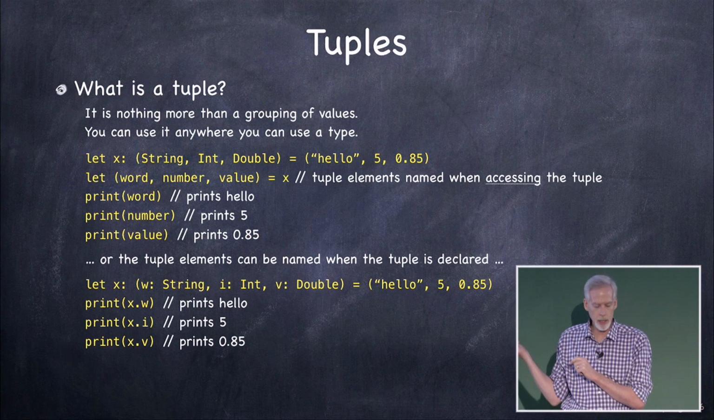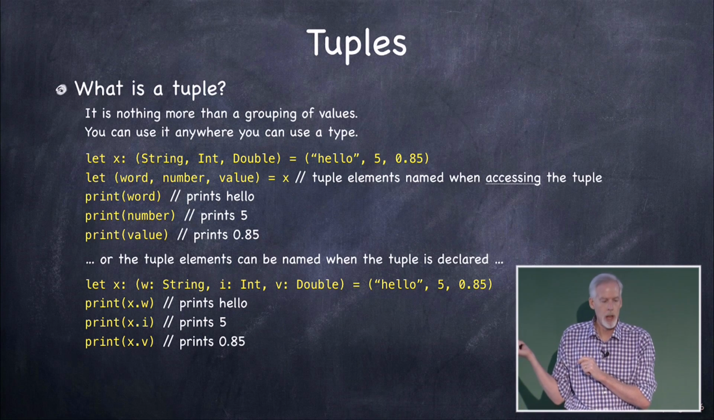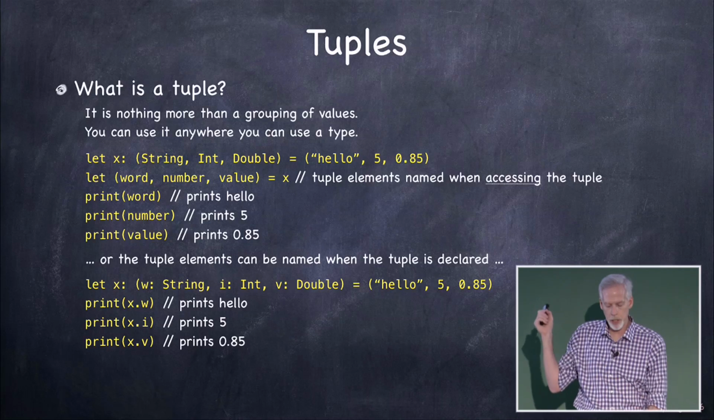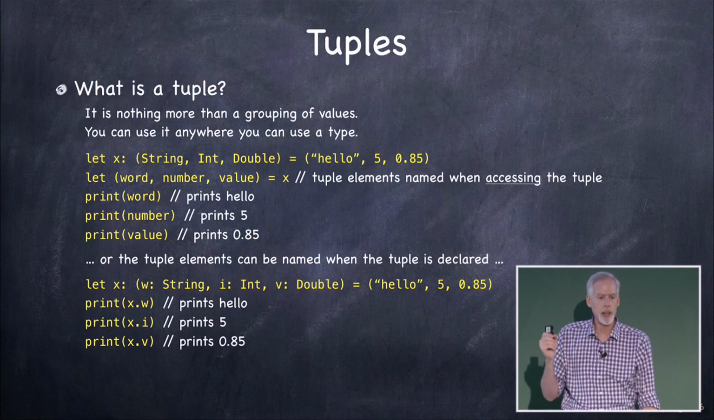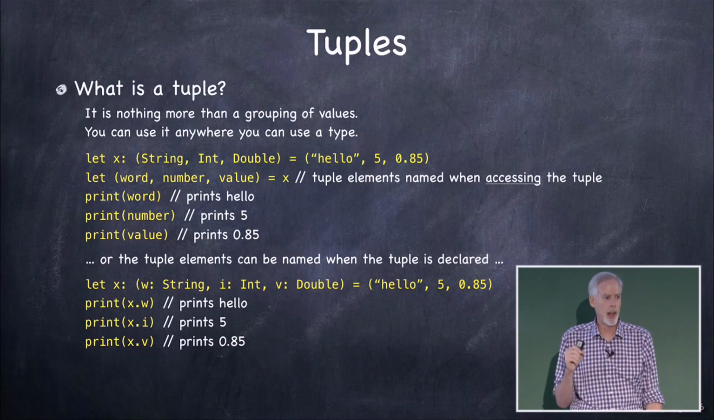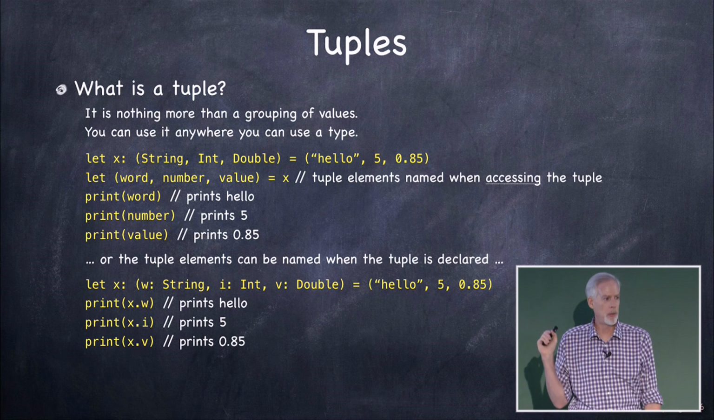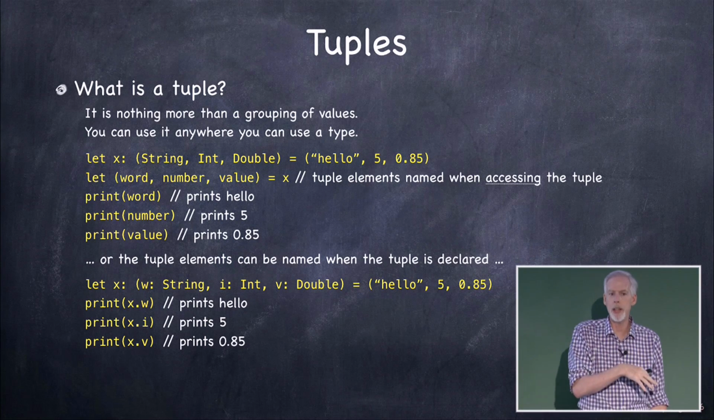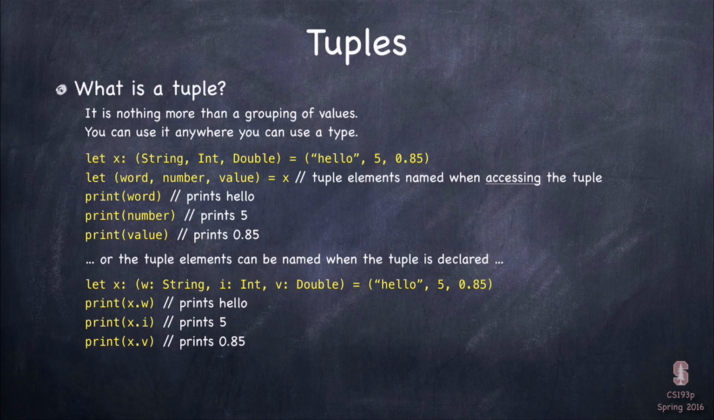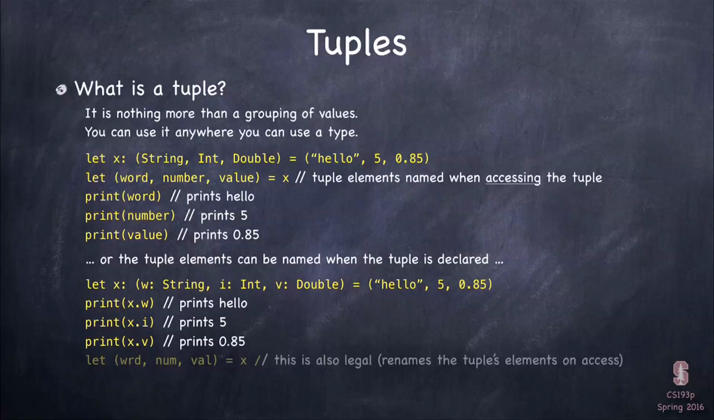I'm still assigning it just like I did in the version above. But now if I want to get at the values, I can just say x.w, x.i, and x.v to get at the tuple values. See the difference between those two cases? One, you're kind of naming it when you declare the tuple. The other one is you're taking a tuple that you got and you're just extracting the values. And you can mix them.